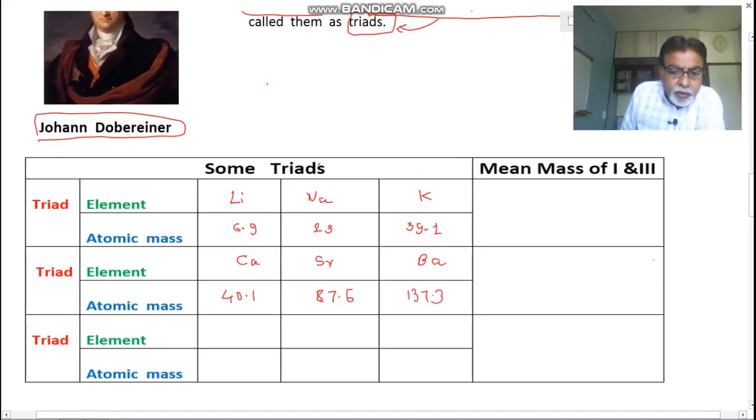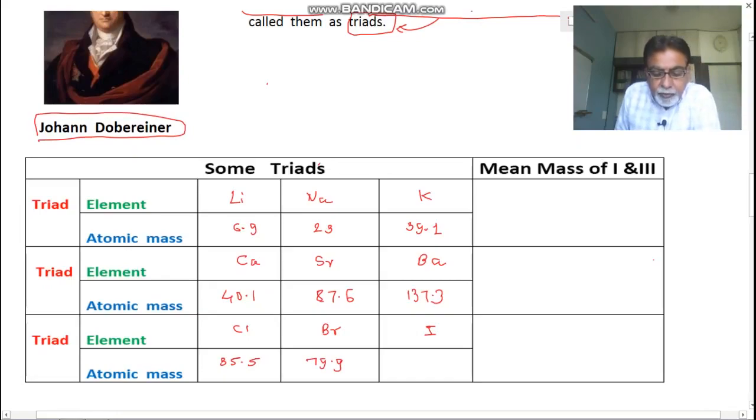Third one, chlorine, bromine and iodine. Atomic mass of chlorine is 35.5, that of bromine is 79.9 and that of iodine is 126.9. Okay. These are the triads made by the scientist Dobereiner.